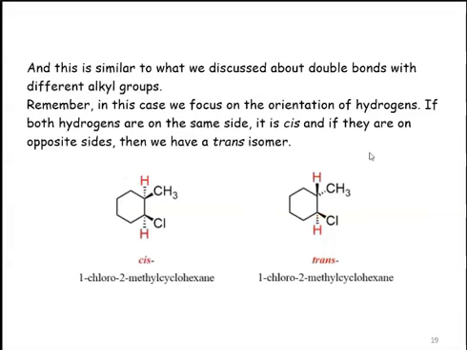And this is similar to what we discussed about double bonds with different alkyl groups. Now remember, in this case, we focus on the orientation of hydrogens. If both the hydrogens are on the same side, then we call it cis. And if they are on opposite sides, then we call it trans isomer.